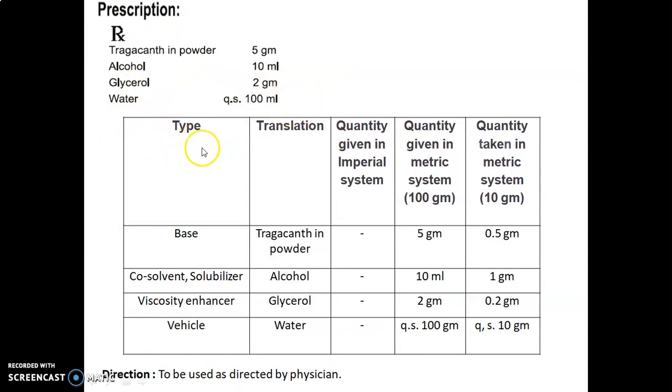We have the formulation table: type, category, use or role of the ingredient, and translation, meaning the name of the ingredient. We don't have quantities in the imperial system as no quantities are given in Latin terminology. So we have the quantity given in the metric system for preparing 100 gram, and the quantity taken in the metric system to prepare 10 gram. Tragacanth powder is used as a base; quantity given is 5 gram, quantity taken should be 0.5 gram. Alcohol is used as a co-solvent and solubilizer, and as we saw in the proposition, it is also used as a distributing agent. Quantity given is 10 ml, quantity taken should be 1 gram.